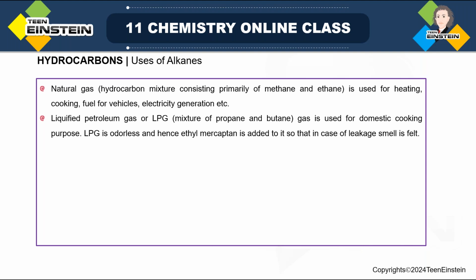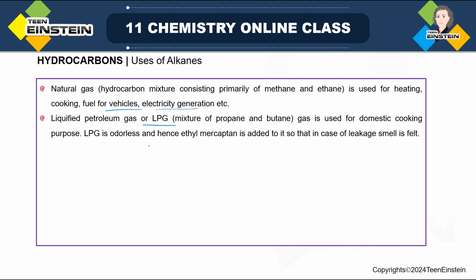So uses of alkane. Some of these uses you have already seen, but here we will just summarize all the points. Natural gas, you have heard this. It is nothing but a hydrocarbon mixture, but especially there is presence of methane and ethane. It is used for heating, cooking, fuel for vehicles, electricity generation, so many different types of applications. Then liquid petroleum gas, in short we call it LPG. It is a mixture of propane and butane, both of them are alkane. This gas we use for domestic cooking purposes.